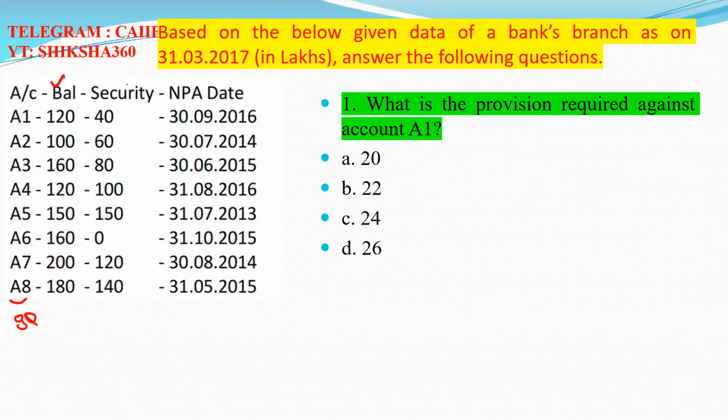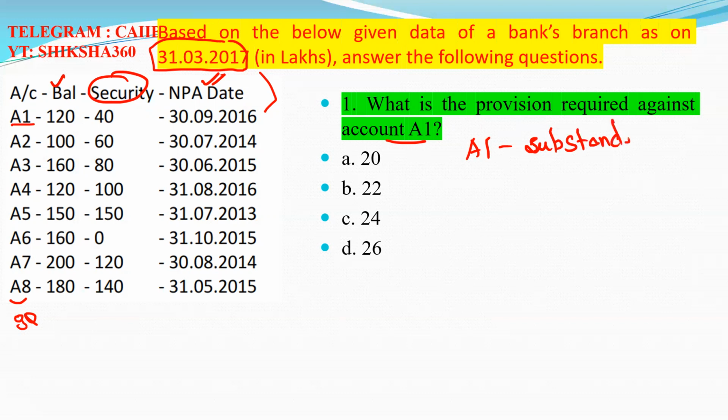This is the balance and this is the security amount. This is the NPA date. So first question: what is the provision required against account A1? First of all, for account A1, we have to check the NPA date. This is less than 6 months. So A1 is a substandard account. So what is the provisioning?